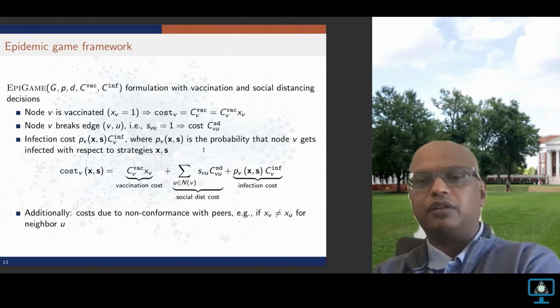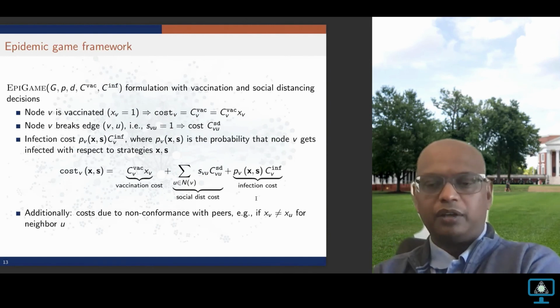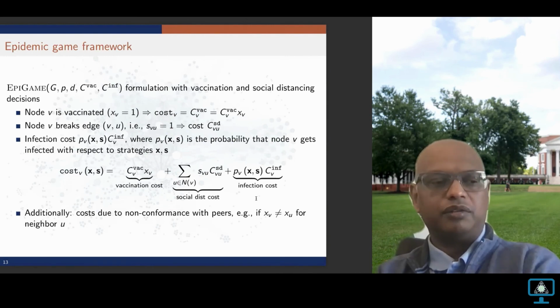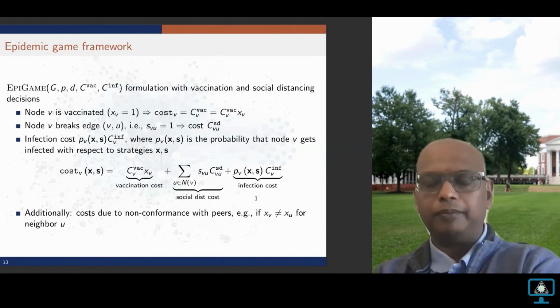And so now this is the cost structure. There's a vaccination cost, a social distancing cost, and the expected infection cost. And again, one can add costs due to non-conformance, and we'll talk briefly at the end about that.